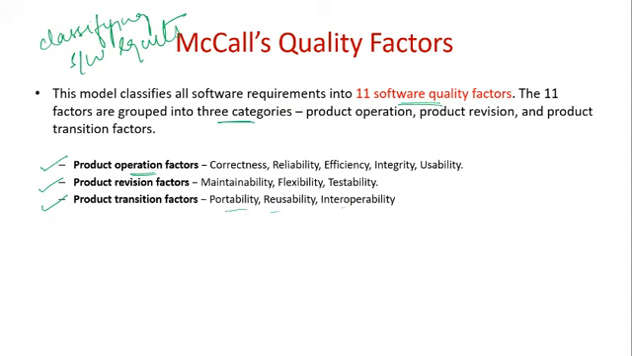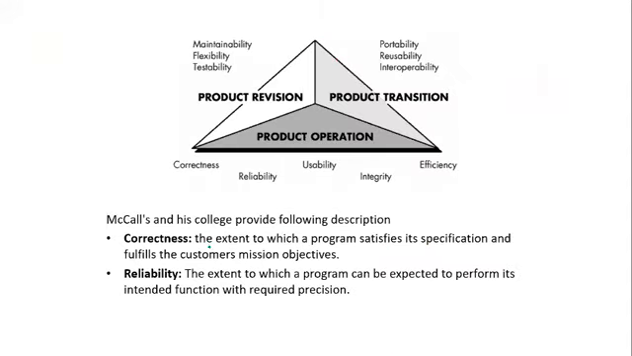Now, within this, we can see in detail about each and every aspect here, the 11 factors. Now, this is your McCall's quality factor triangle. You've got product revision, transition, and operation on the three sides. Now, what is correctness? Correctness tells you that it should give you correct output whenever you're executing a particular program or a query. It should give you the correct results.